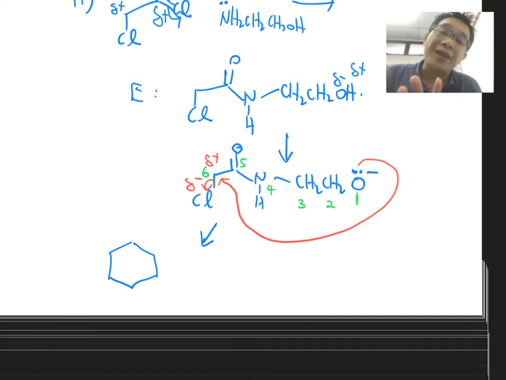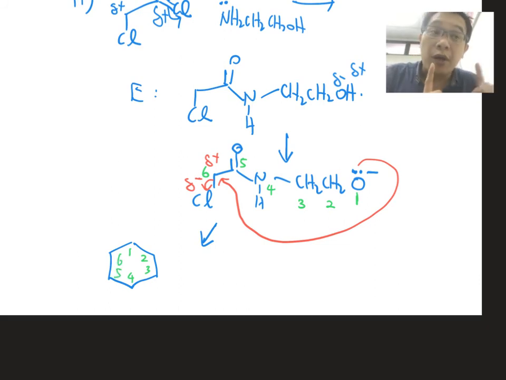Not necessarily it will be like that, but the idea is to show you that I can draw a 6-membered ring first. After which, I want you to number the ring, just like what you see here: 1, 2, 3, 4, 5, 6. Then I'm going to do what we call a matching game. 1 matches with this, which is oxygen, so it becomes an oxygen. This is CH2, this is CH2, and this 4 here is NH.